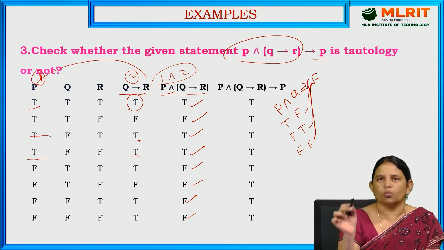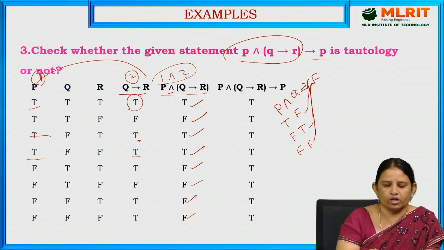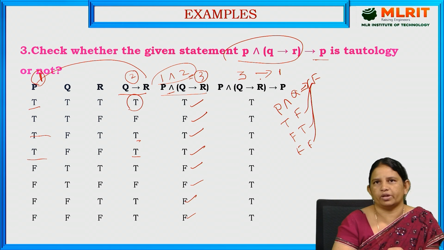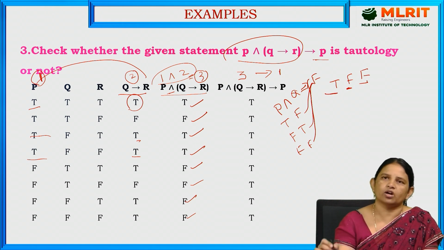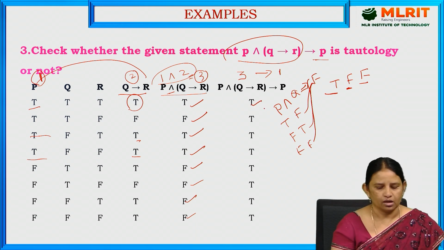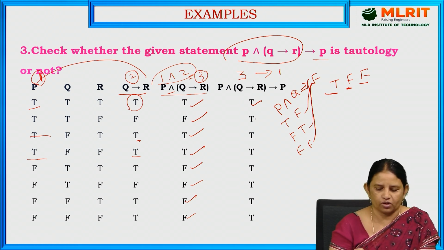Still there is one more statement left, that is a conditional statement. We already got the result for 1 and 2, and this will be considered as 3. Then for this 3, we need to take P as 1. There is a conditional statement 3 implies 1. The conditional statement returns false if the first proposition is true and the second proposition is false. For all the remaining cases, it returns a true value. True, true is true, and true, false returns a false value.